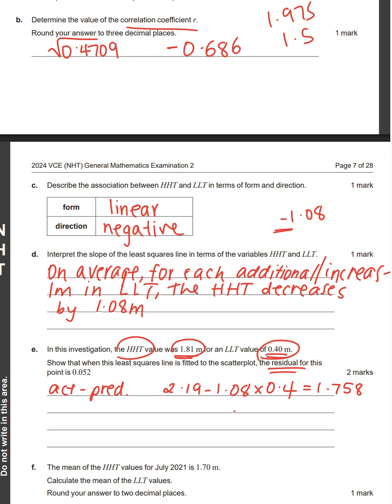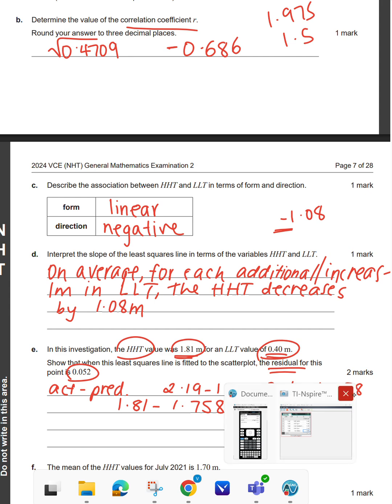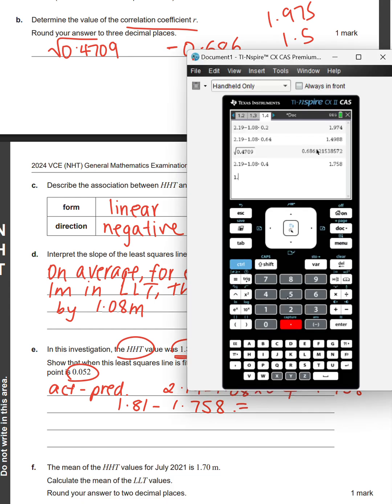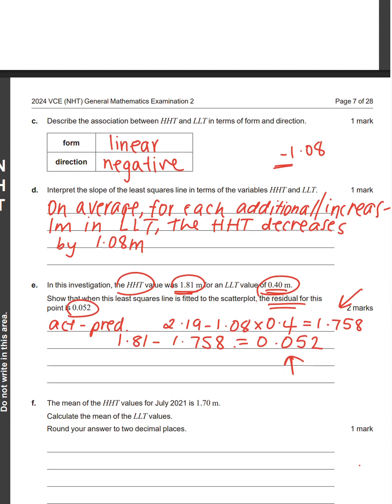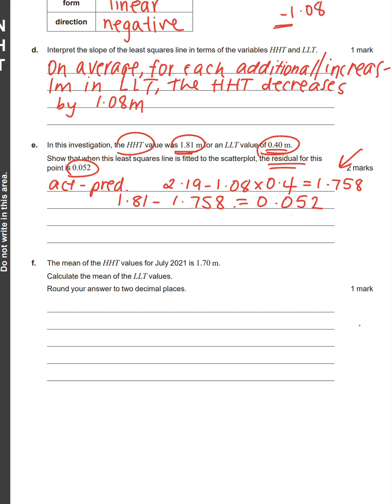And then I know that my actual was 1.81 minus the predicted 1.758 equals, now it does tell us what the answer is, but it's always good to do it yourself just to make sure that you have the right one. So 1.81 minus 1.758 equals, now that is indeed the same answer as what's given to us, so we know that we are correct. And remember, we have to show every single step, so you have to show this part and then you have to show that part.